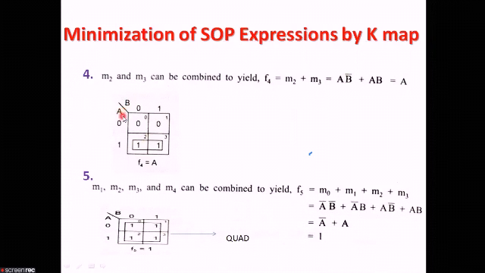We are just writing the values of A, 0 and 1. Again, B is 0 and 1. So, m2 and m3 are present. This one is min term 2 and min term 3 is present. So, there will be 1 and again 1 here.